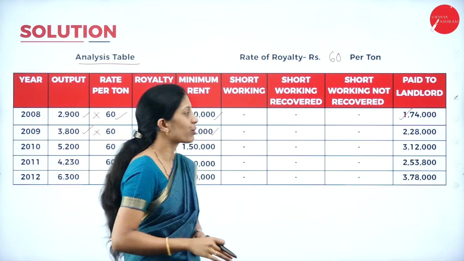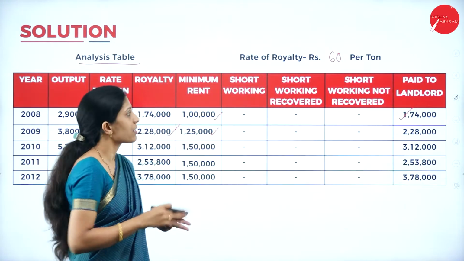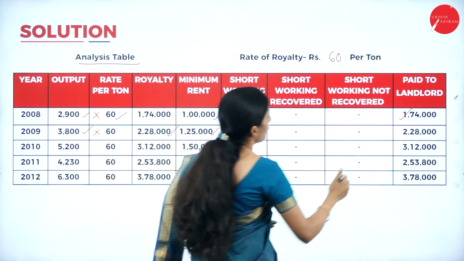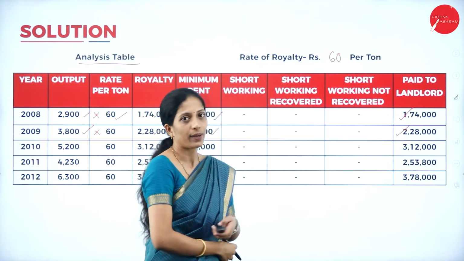So royalty is payable to landlord. So there is no short workings, no short workings recovered, no short workings not recovered. So the amount paid to landlord is 2,28,000.